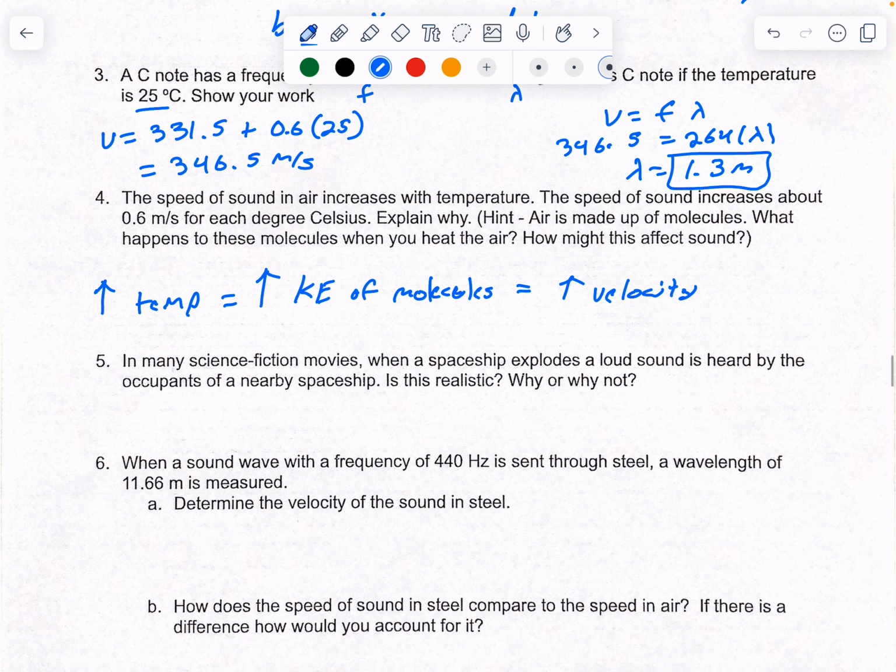Number 5, in many science fiction movies, when a spaceship explodes, a loud sound is heard by the occupants of a nearby spaceship. Is this realistic? Why or why not? It would be a no, because sound needs a material medium. It needs air, it needs water, it needs a solid, it needs some type of molecule, and space doesn't have it. Space is a vacuum. So it needs a material medium.